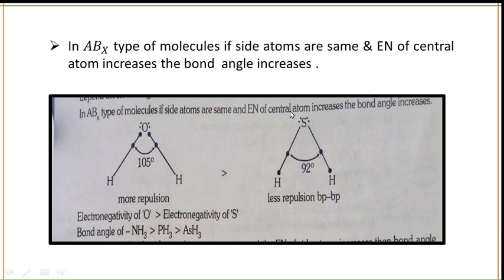So basically, the central atom which has more electronegativity will have the greater bond angle, as you can see in this particular question. Another example you can take is NH3, PH3 and AsH3.